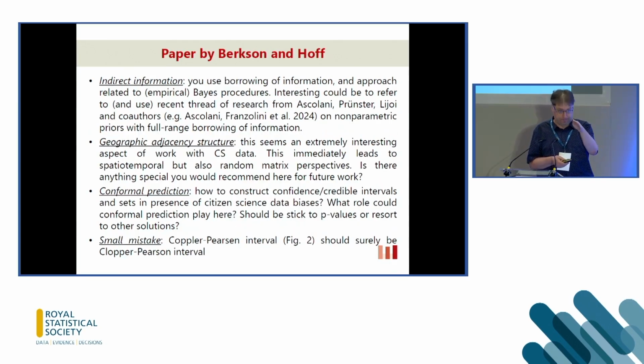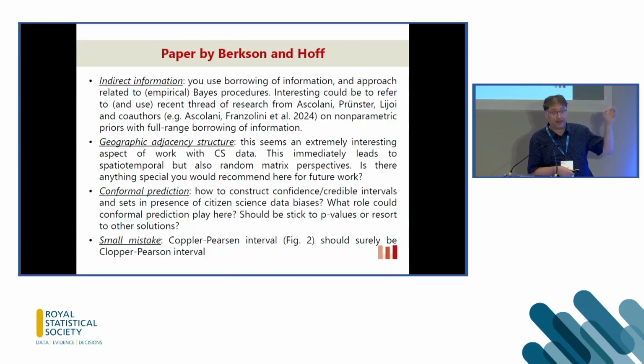Second paper, by Bergson and Hoff. The indirect information that you mentioned reminded me of the awards given recently, one week back in Bochum at the World Congress of Probability and Statistics, to Filippo Ascolani. You borrow information, and there is literature in a Bayesian, empirical Bayesian framework. Perhaps a possibility is to use their work on full-range borrowing of information in a non-parametric Bayesian context. It is work mainly related to work at Bocconi University by Igor Prünster and Antonio Lijoi.